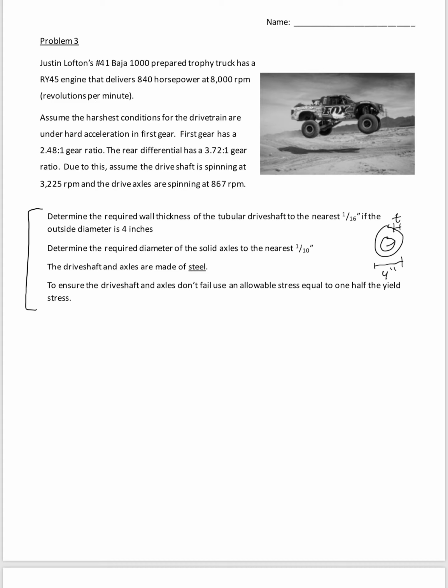The drive shaft and axles are both made of steel. We want to ensure the drive shaft and axles don't fail and to use an allowable stress of 1/2 the yield. So for steel, shear yield is 21 ksi. So that means our allowable shear will be 10.5 ksi.